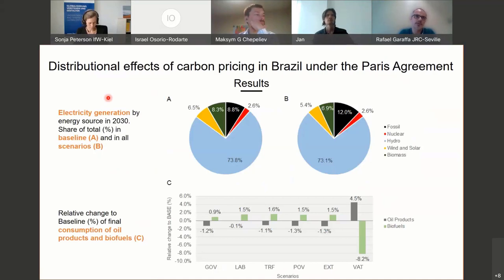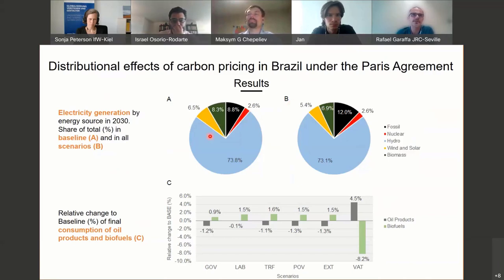So here in figures A and B, we have the electricity generation by energy source in 2030, where we can see the share of each source in the baseline and in scenarios. We have actually an increase of fossil fuel use in terms of the scenarios, but this is the base. I'm sorry for that. So that would be the scenarios where we have a reduction of fossil fuel due to carbon pricing, and then we have the baseline here in B.